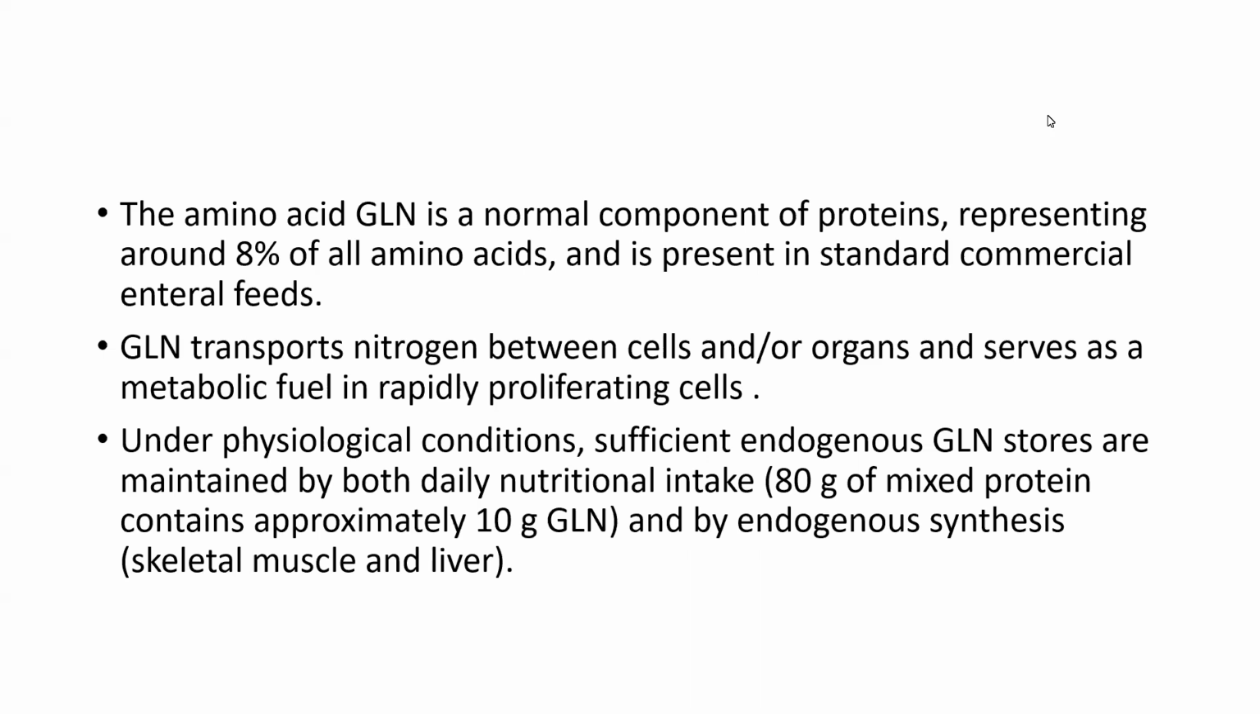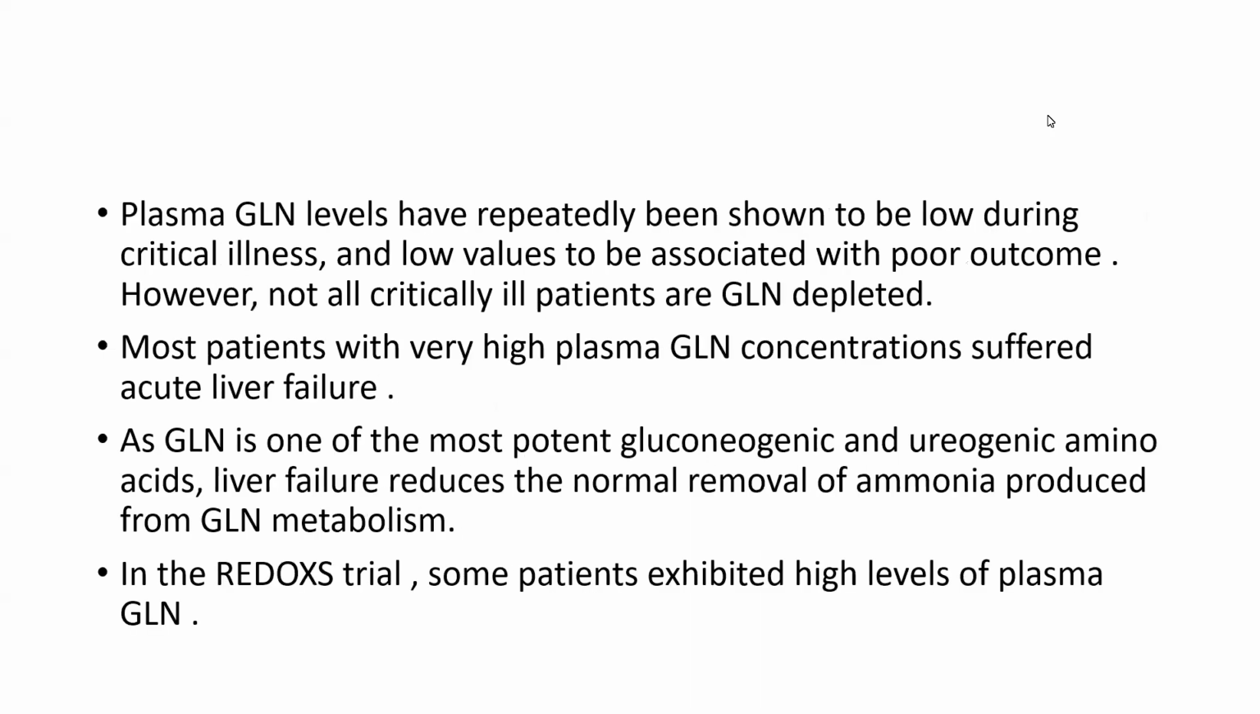Under physiological conditions, endogenous glutamine stores are maintained by both daily nutritional intake and by endogenous synthesis. Plasma glutamine levels have repeatedly been shown to be low during critical illness, and low values are associated with poor outcome. However, not all critically ill patients are glutamine dependent. Most patients with very high plasma glutamine concentration suffered acute liver failure. As glutamine is one of the most potent gluconeogenic and ureagenic amino acids, liver failure reduces the normal removal of the ammonia produced from glutamine metabolism.